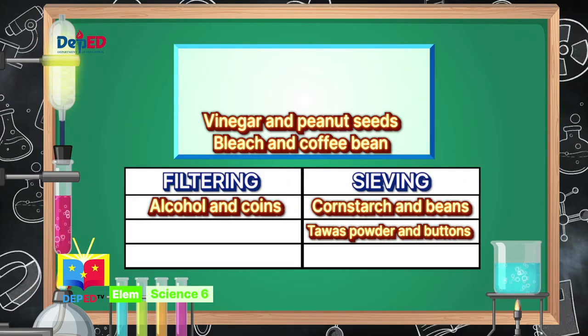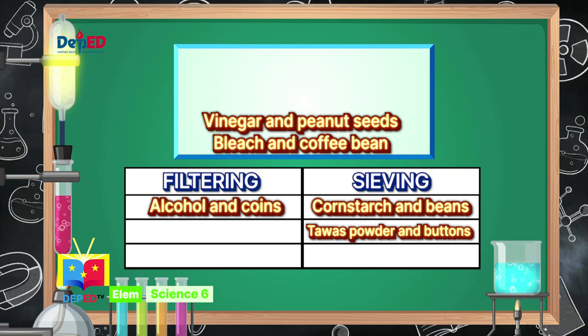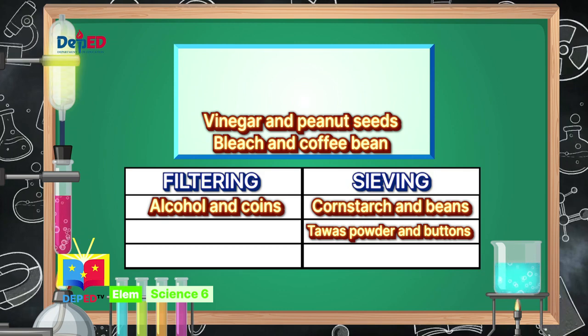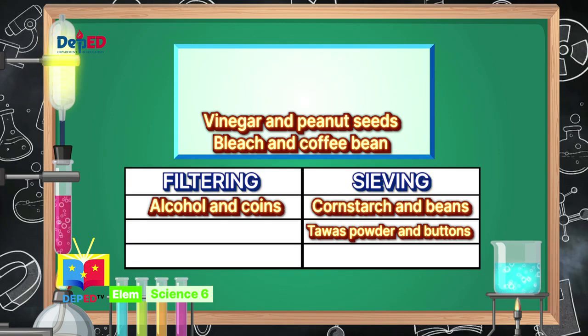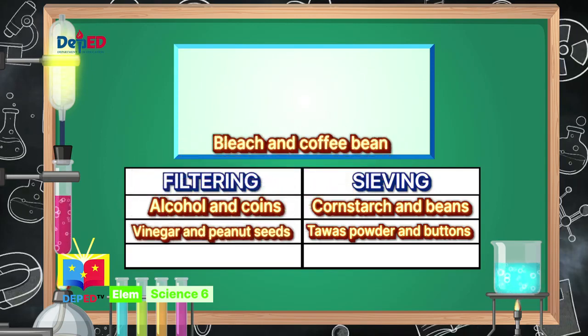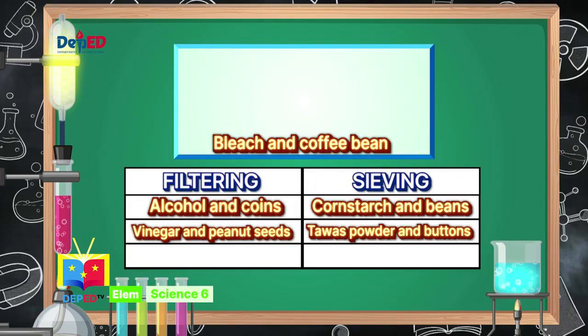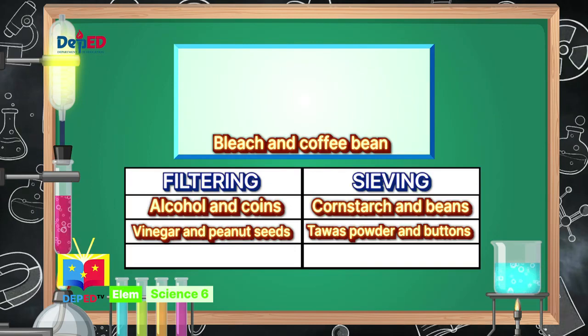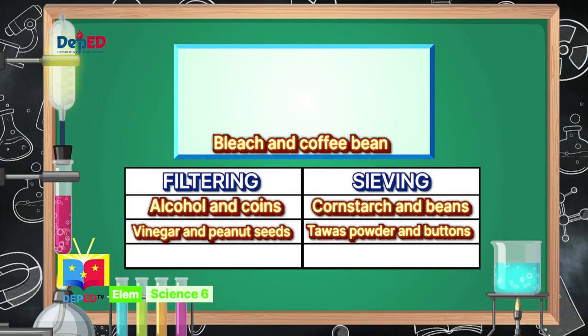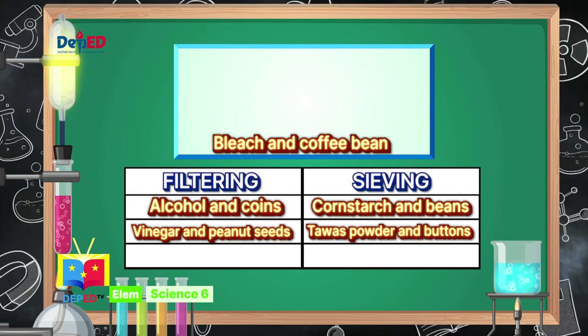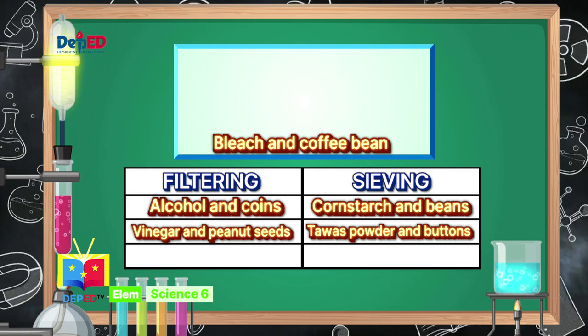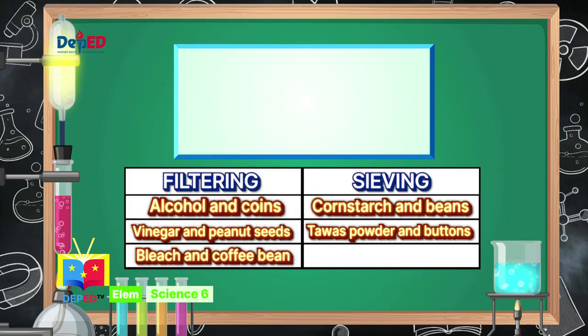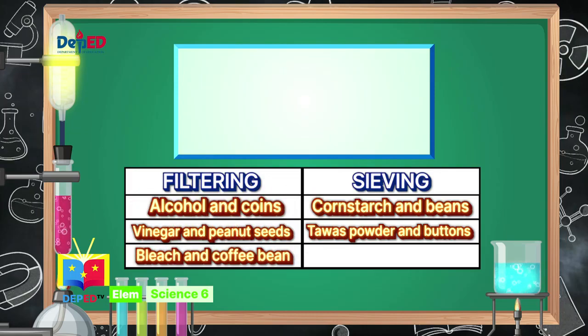Where should we put vinegar and peanut seeds? In the filtering column or in the sieving column? Right, in the filtering column. Lastly, where should we put bleach and coffee beans? In the filtering column or in the sieving column? Great, in the filtering column.